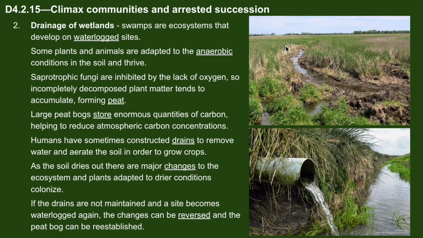And then a second example of that, drainage of wetlands. So here we have big peat bogs that can form due to these anoxic conditions where everything is waterlogged. And so if humans were to build drains, that would change the entire field. And they might do that in order to be able to use the field for agricultural land, but it does mean that it would change this climax community.